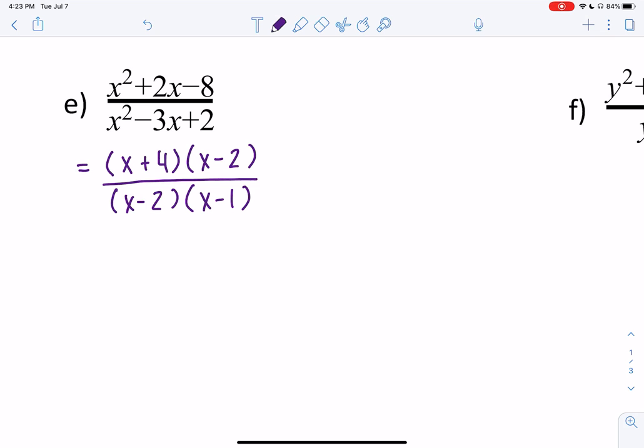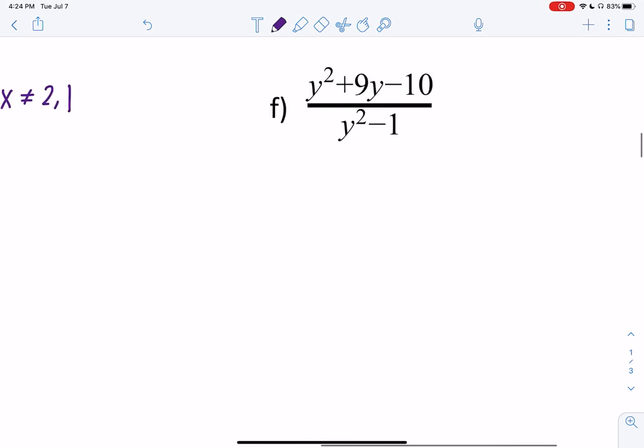And now we can see our restrictions. So now we want to think, what would 0 out the bottom? Well, if this bracket was equal to 0, the whole bottom would be 0. So x cannot equal 2. And if this bracket were equal to 0, the whole bottom would be 0. So x also cannot equal 1. Now we see if there's anything that we can cross out. So we can cross out those two, and we're left with x plus 4 all over x plus 1, like that.